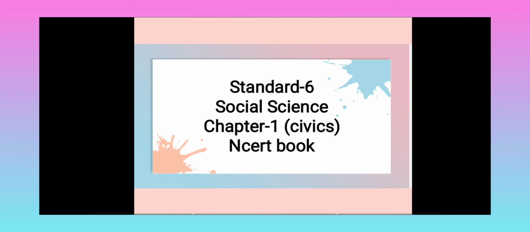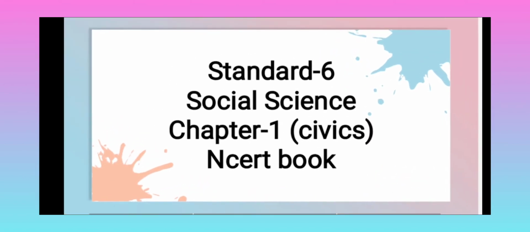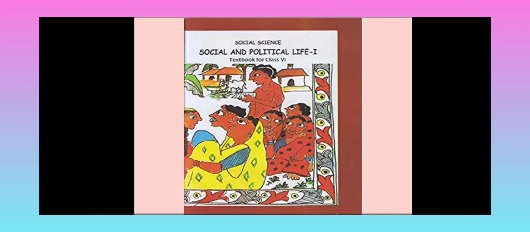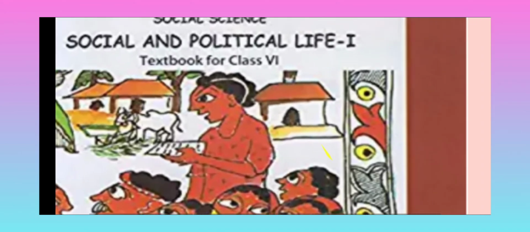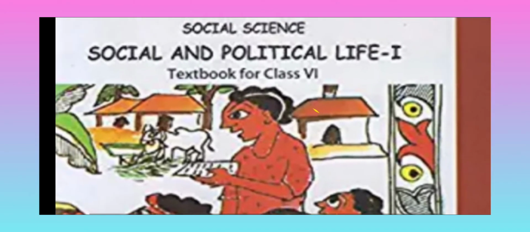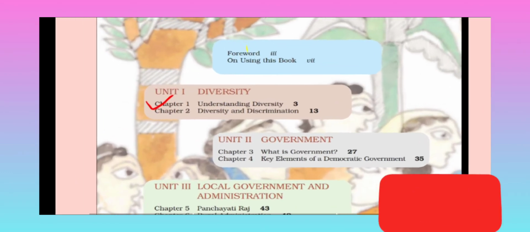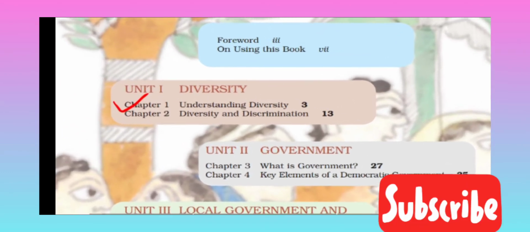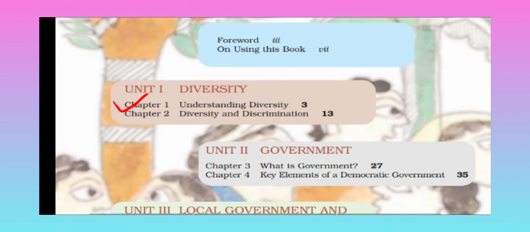Today we will see part 2 of chapter 1, standard 6, social science, civics, NCERT book. The book name is Social and Political Life 1. In this chapter, we will see part 2 of chapter 1, understanding diversity.